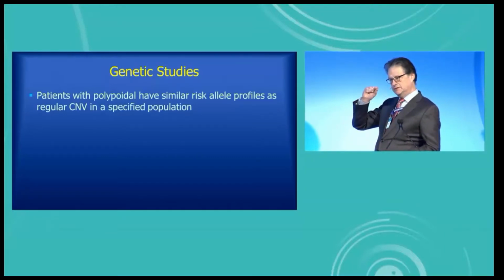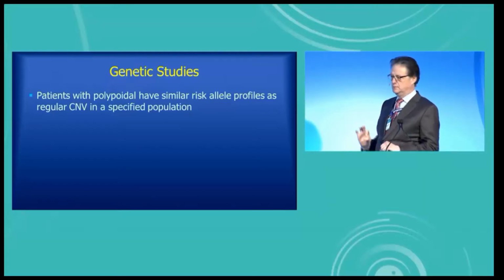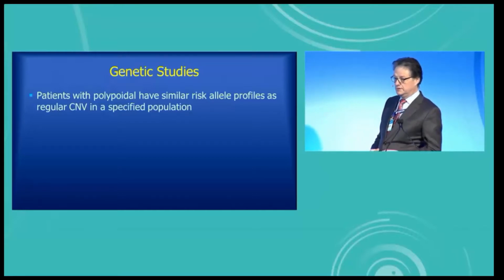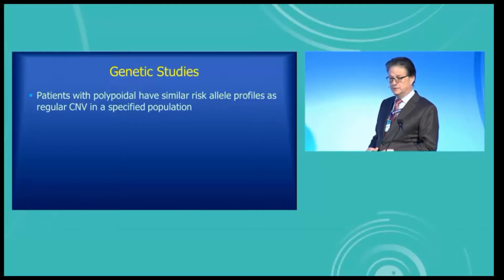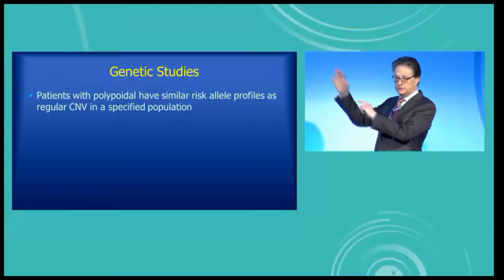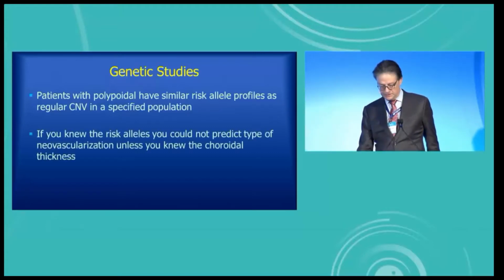So here again, if I told you some of these risk alleles, you wouldn't really be able to tell me whether they had polypoidal versus AMD unless I told you how thick their choroid was, and also maybe what their race was, right? You need to know other things to know what's going to come next.